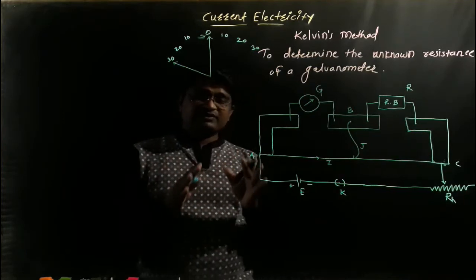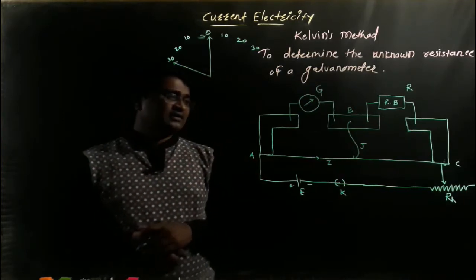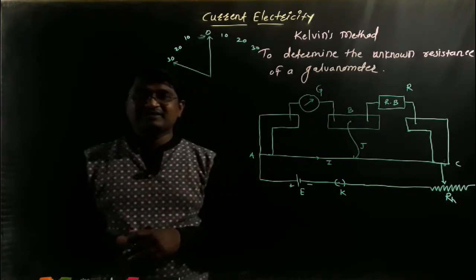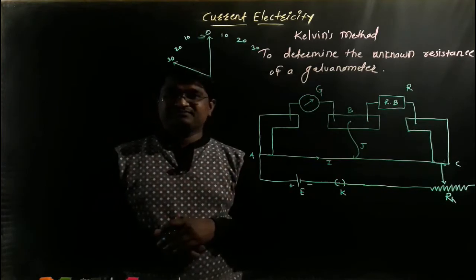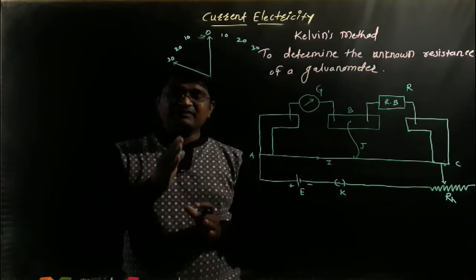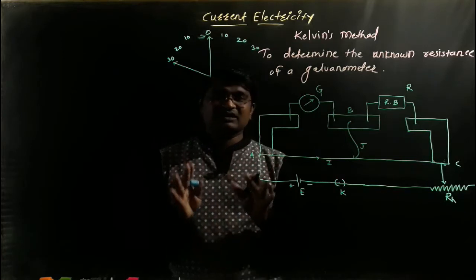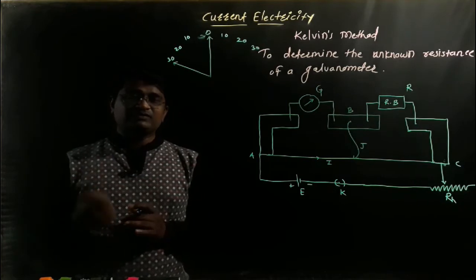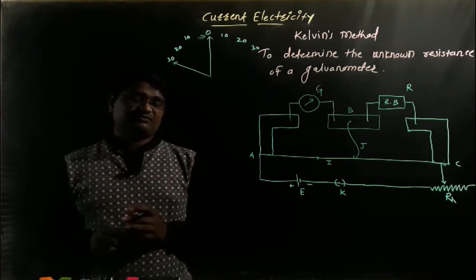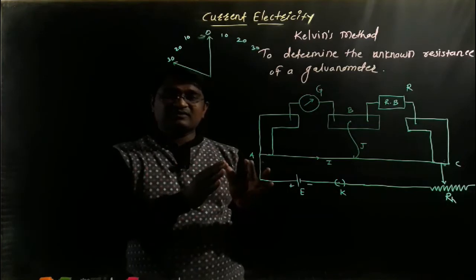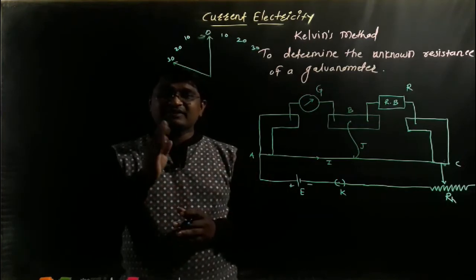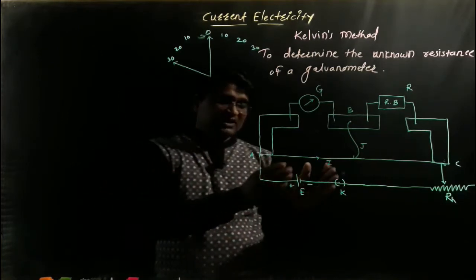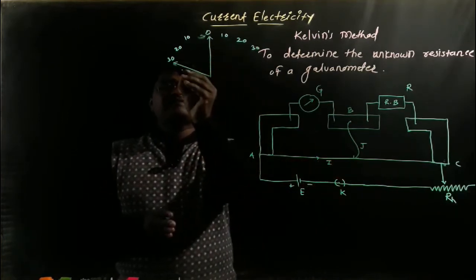Actually, it is very important to know that Kelvin's method is not a null deflection method, it is an equal deflection method. We find the balancing point; we cannot find a null point. In the previous lecture we discussed the meter bridge, where we found the unknown resistance by the null deflection method. But Kelvin's method is an equal deflection method, so we find equal deflection.